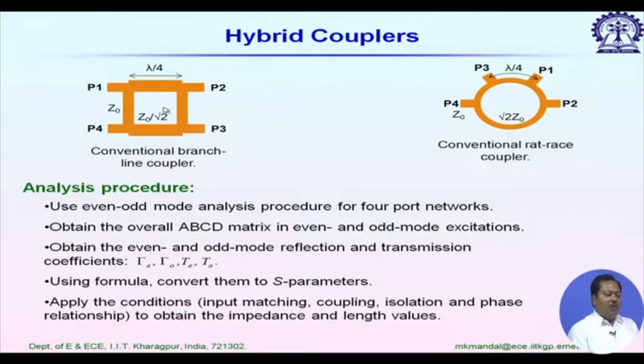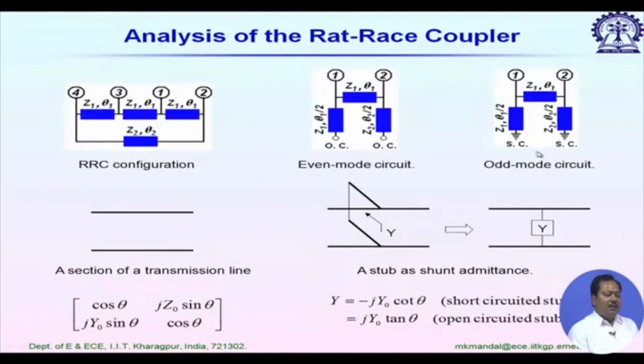Now, how do we do the analysis of this? We simply use the even odd mode analysis technique. So, I will skip the analysis technique, I am just showing the first step. What we have to find out? We have to find out the even mode and odd mode equivalent circuit of this. Then we obtain the equivalent ABCD matrix in even mode condition and in odd mode condition.